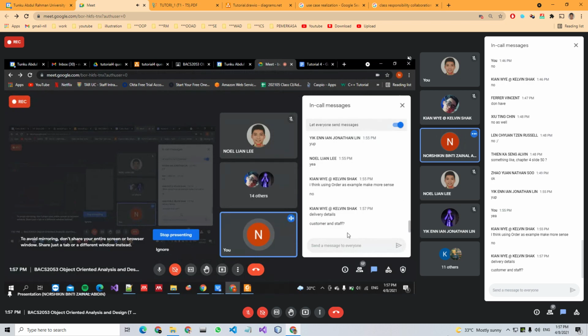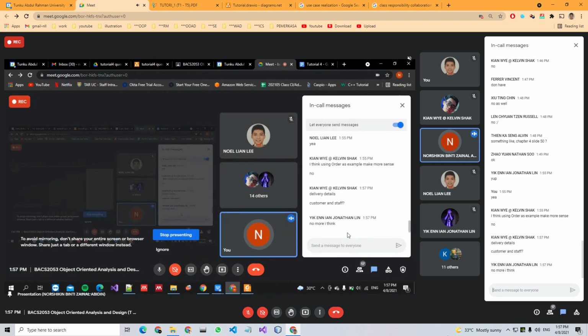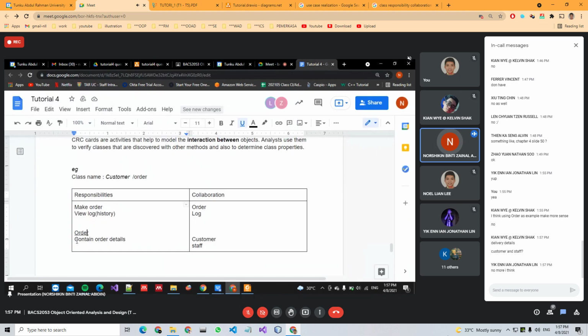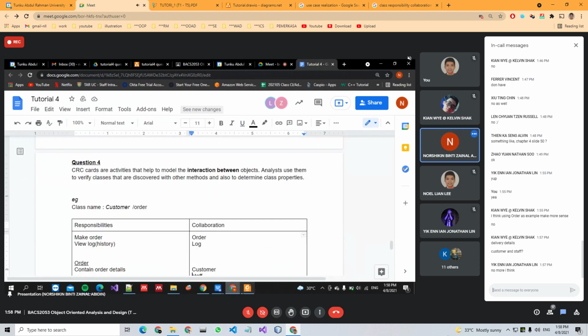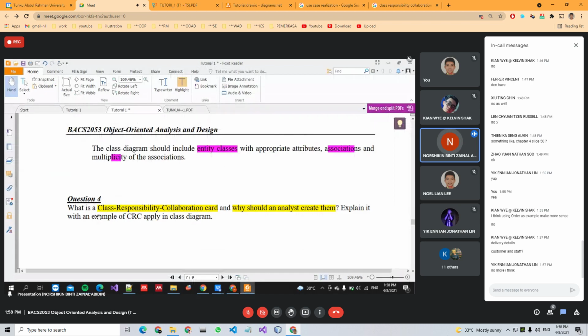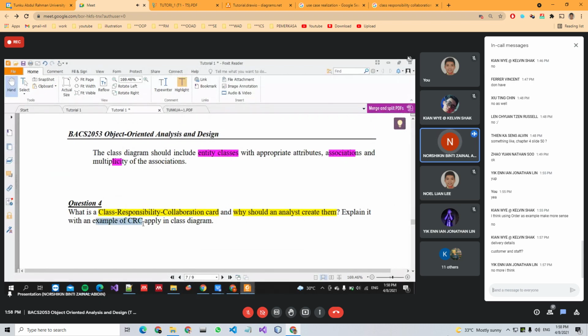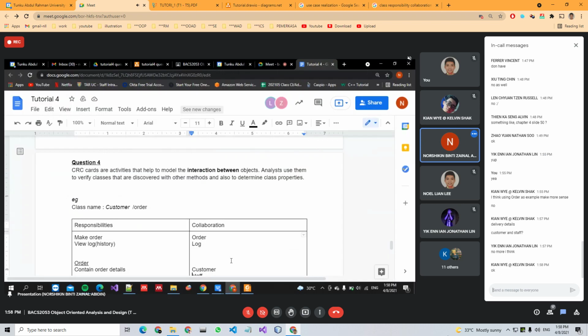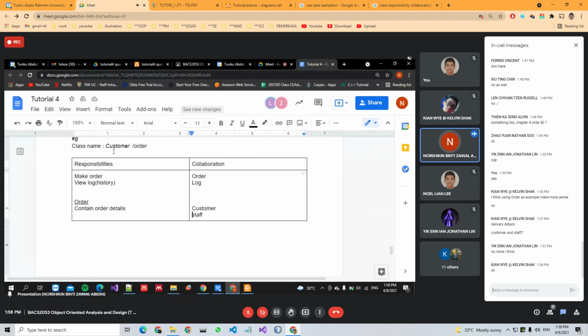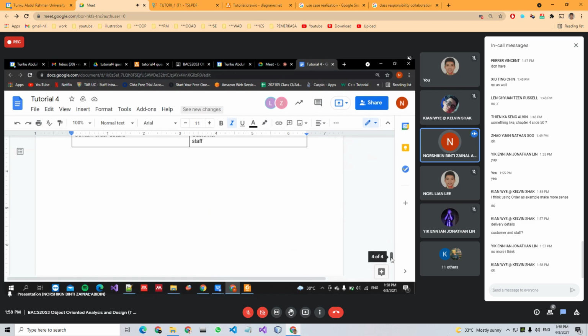But I think if you give one, no more. This is just an example, but if you give one, it should be okay already, because they just want an example to see if you guys know how to write a CRC. So it can be any class or any entity, as long as you have the responsibility and the collaboration which are linked to the class.